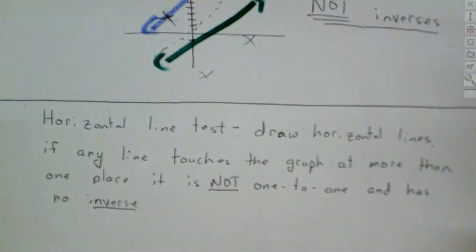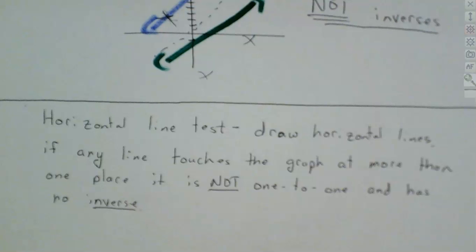So remember when we did the vertical line test, right? And the vertical line test told you if something was a function or not. Very simple to do. You just drew your vertical lines, and if any line touched the graph at more than one place, it wasn't a function. Well, the horizontal line test works with inverses.